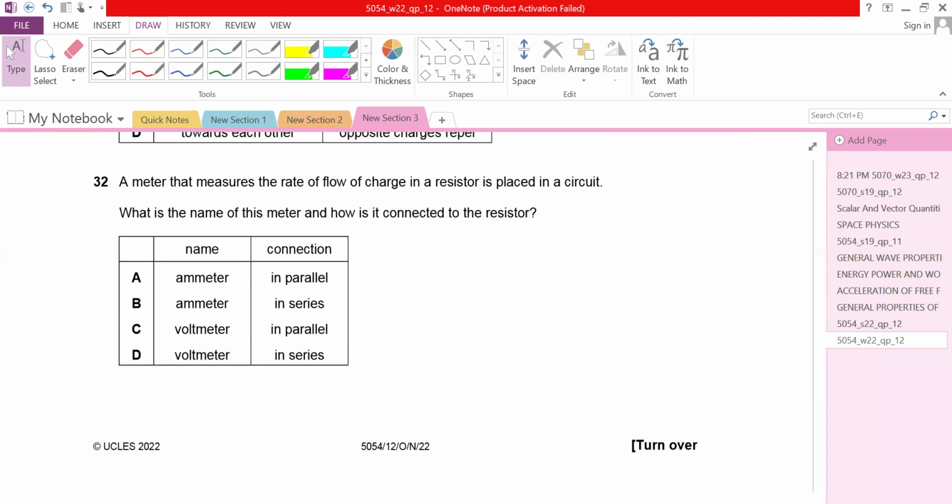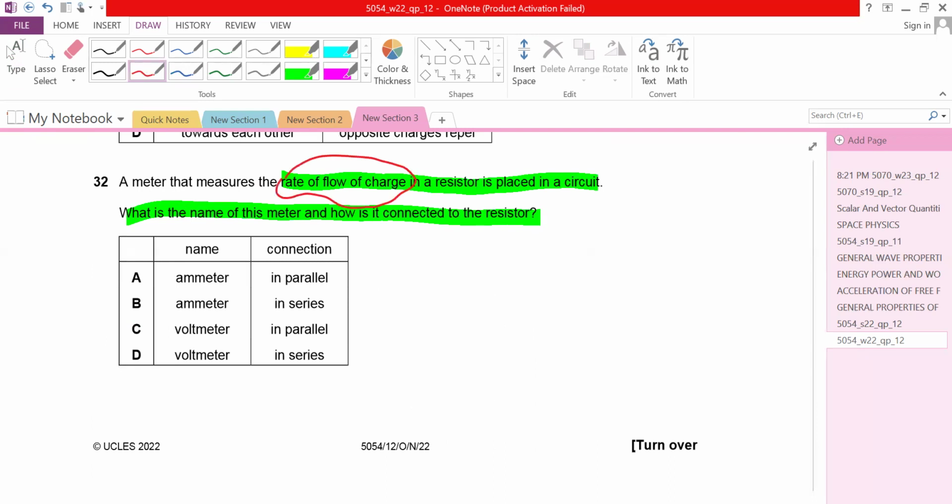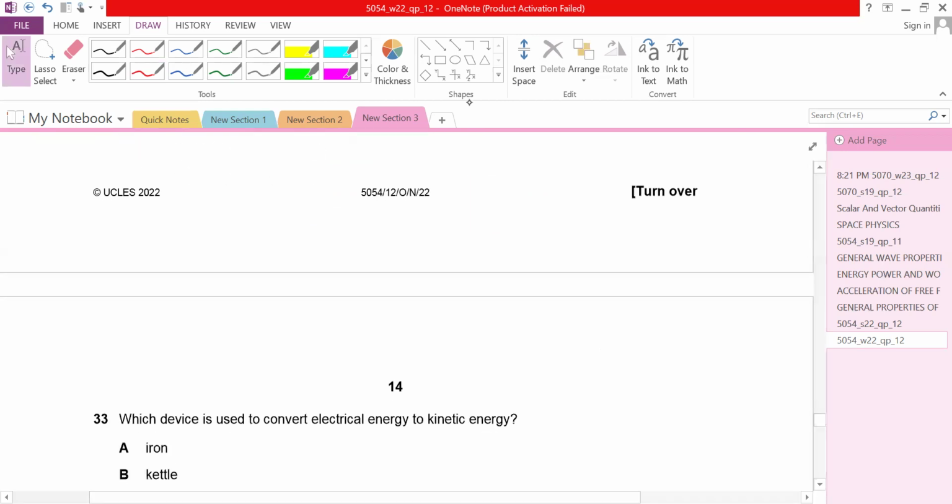Question number 32. A meter that measures the rate of flow of charge in a resistor placed in a circuit. Name the meter and how it is connected to the resistor. The rate of flow of charge is measured by an ammeter and it is connected in series. Option B is correct for question number 32.